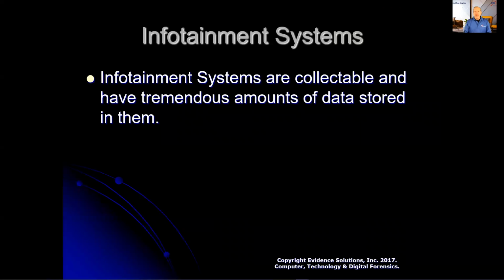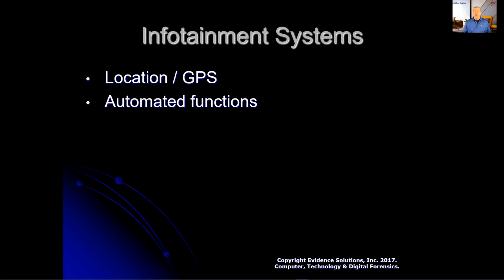Another place that we look for data that's becoming popular are infotainment systems. Infotainment systems contain a tremendous amount of data. These are the devices that are built into your dash that allow you to navigate, change a radio station, look at status of your car and things like that. And these infotainment systems can have all kinds of information in them, starting with, of course, GPS data. They have GPS systems built into them. They're recording where the car is at all times, and that data can be harvested.